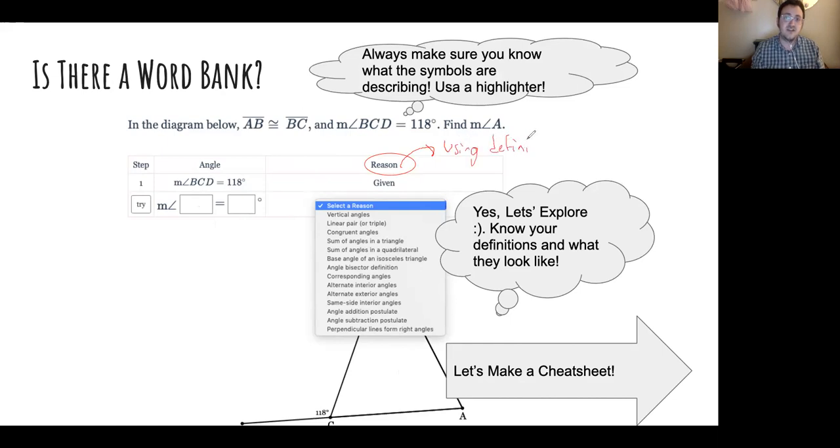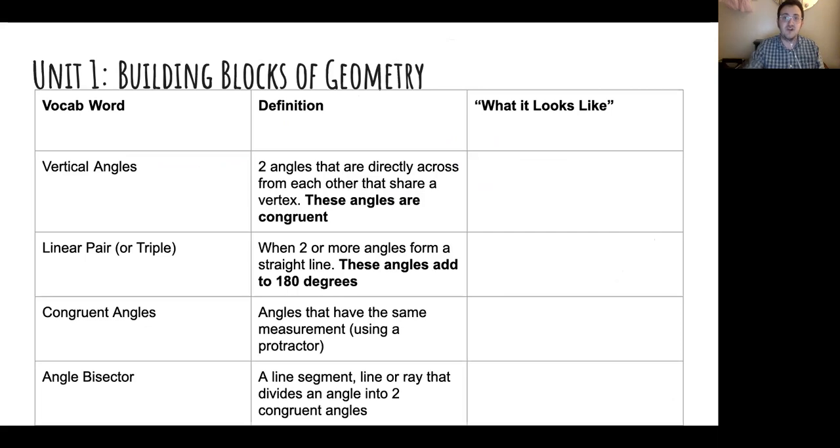One of the nice things about Delta Math is that they give you a word bank of possible reasons, but it is your job to know what these mean. I want to make sure that you have the best opportunity to get good at proofs. So we are going to make a cheat sheet. Please take out a piece of paper or a Google Doc, and we will go through the vocab words.